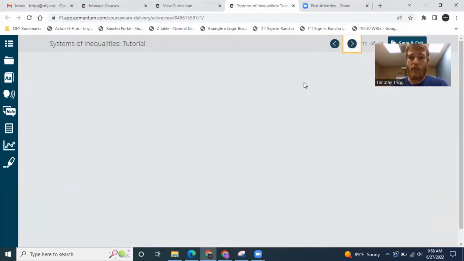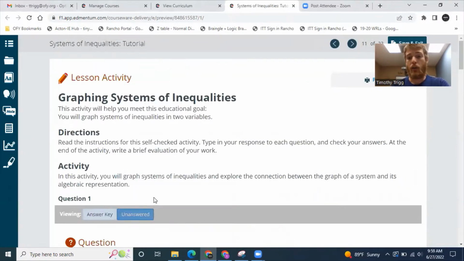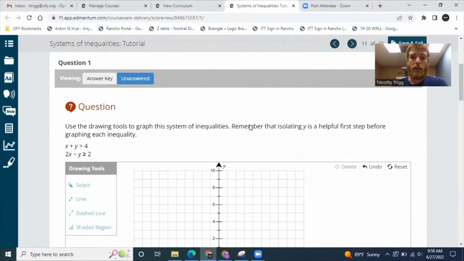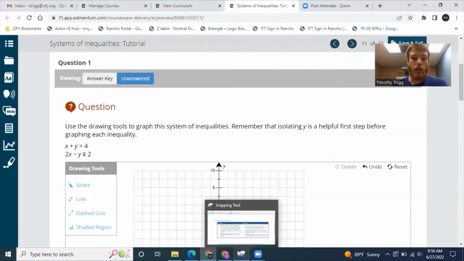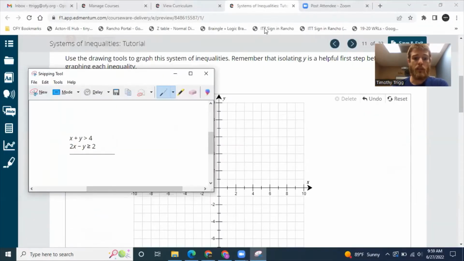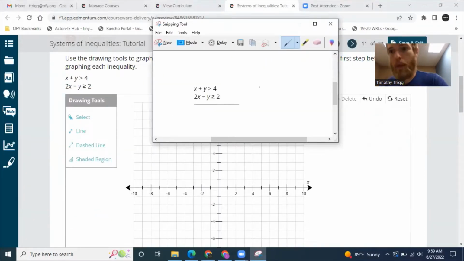This takes a bit of practice, but if you understood how to graph lines before, then this should be fairly straightforward. Now, when it comes to graphing, basically what you want to do is get both of these equations into slope-intercept form. If you remember, that's the y equals mx plus b form. Now, ours won't have equals. They'll have either greater than, less than, greater than or equal to, or less than or equal to. But don't worry about that.